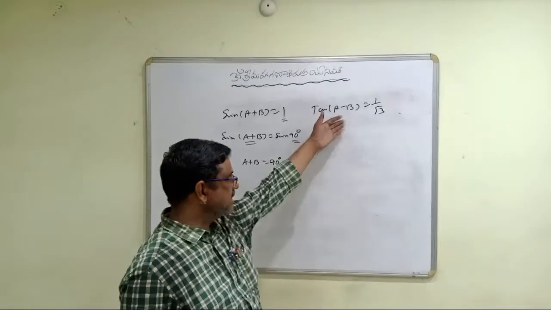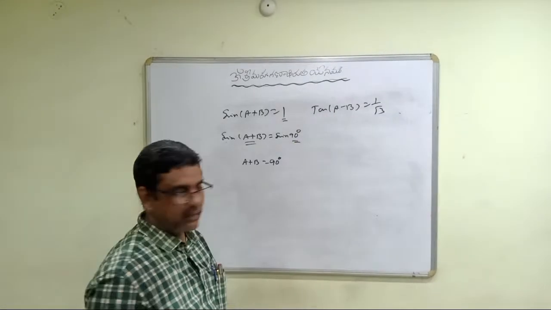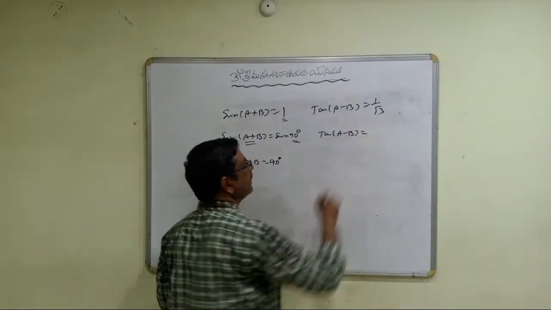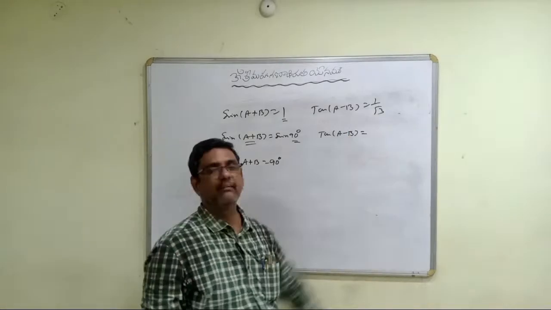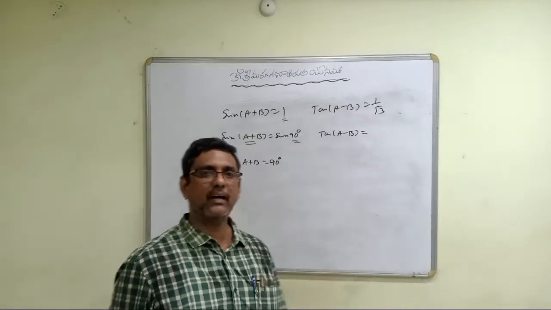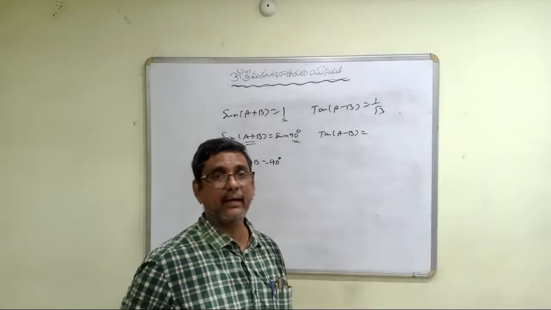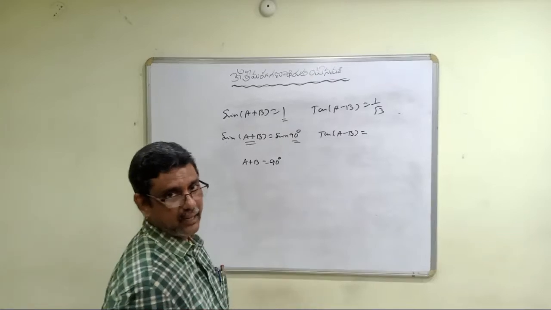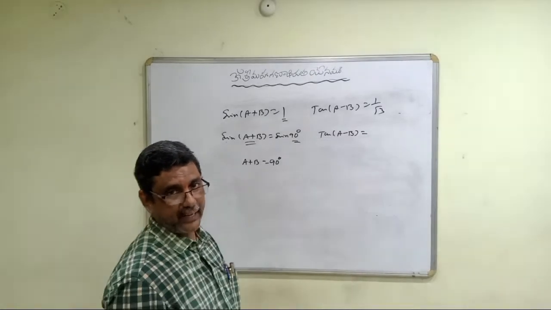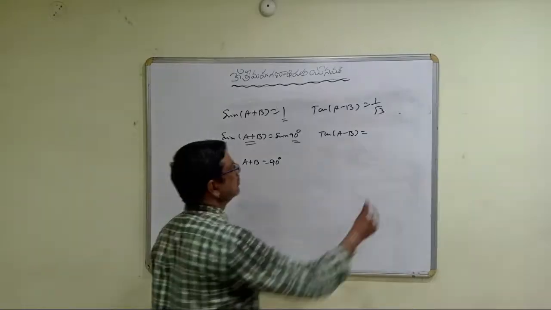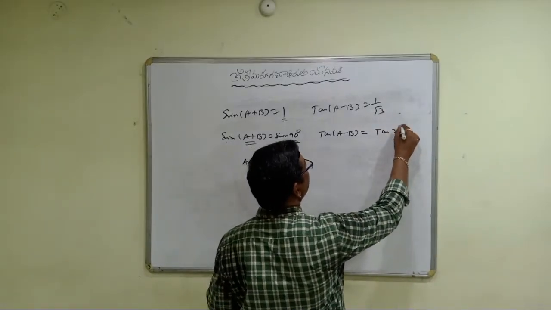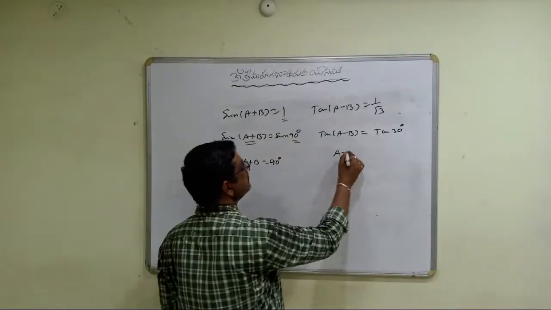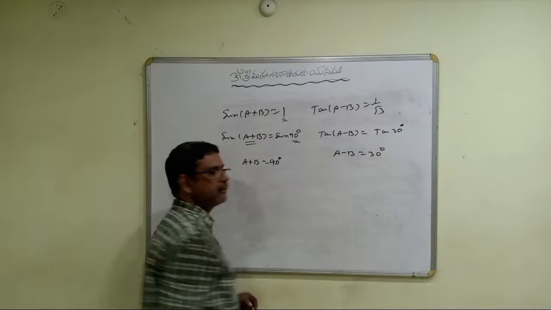Now, any guess here? Tan A minus B is 1 by root 3. We need to express it in terms of tan only. 1 by root 3 in terms of tan. Yes, good, tan 30. Right. Now, A minus B is 30.